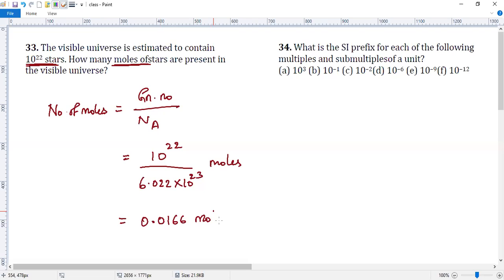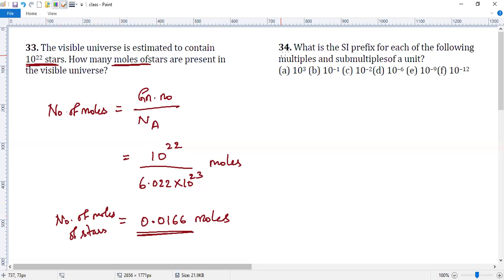You have to write the unit as moles. So 0.0166 moles of stars are present in 10^22 stars.